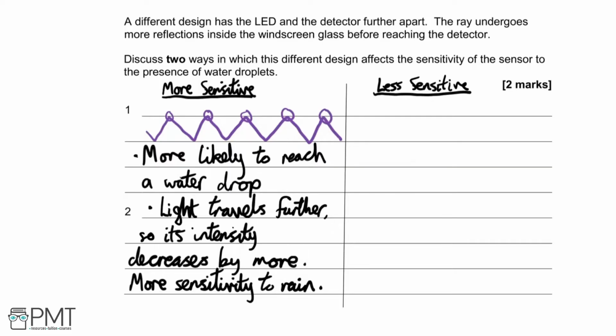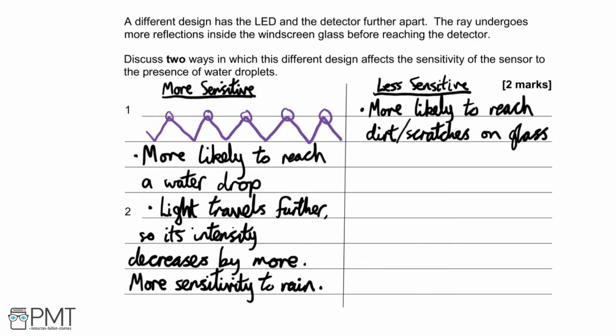Now, whilst it's true that light is more likely to reach a water drop on its path from the LED to the sensor, it could also reach other forms of debris such as dirt or dust, and those could cause disruption of the light signal. You could also make reference to any scratches in the glass that could cause the light to be distorted in a particular way. It's more likely that you'll reach one of those as well. You could also mention how the windscreen absorbs more of the light, so there's actually a reduced intensity when the water is not there.